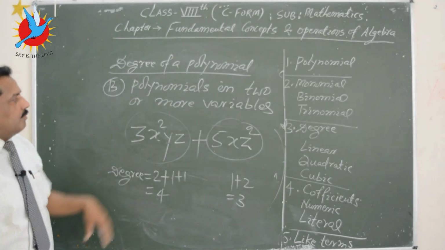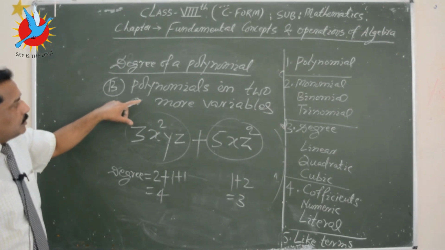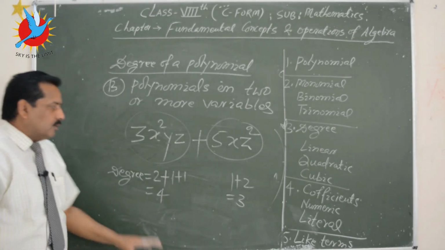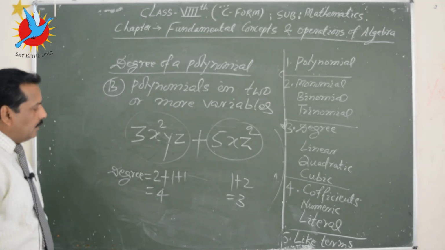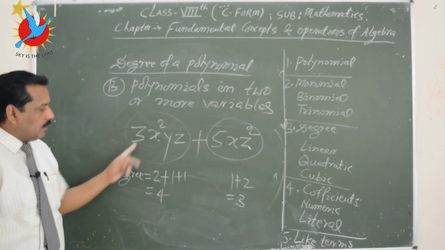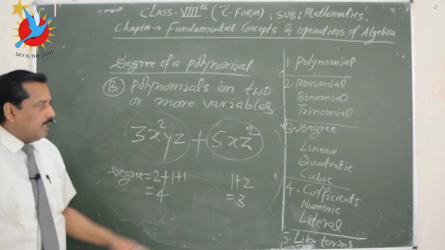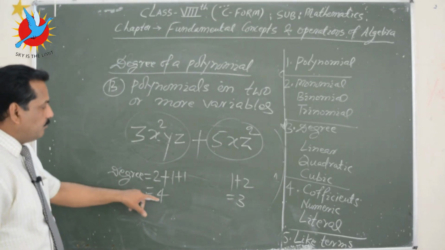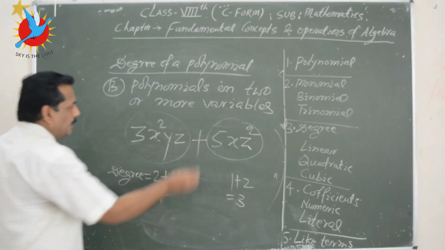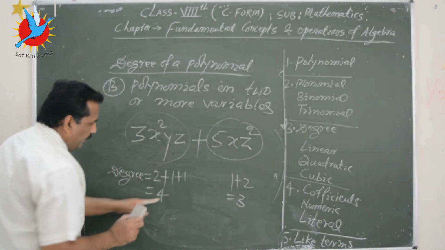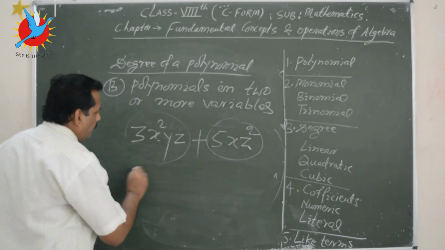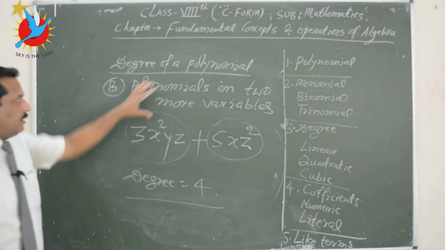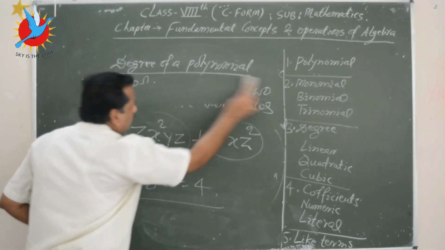So this polynomial is in 2 or more variables. How many variables are there? x, y, z. So how to get the degree of this polynomial? See, the sum of all the powers of variables in this term is 4. Here it is 3. We have to pick up the highest sum, maximum sum of powers. So here the degree of this polynomial will be called 4. Degree is 4.